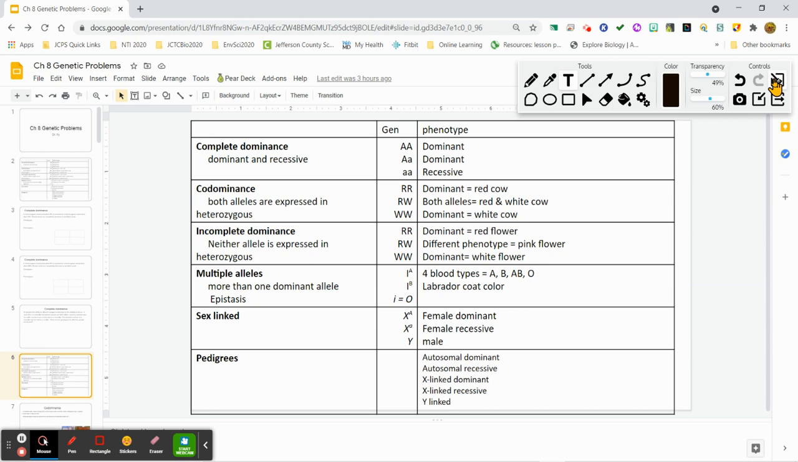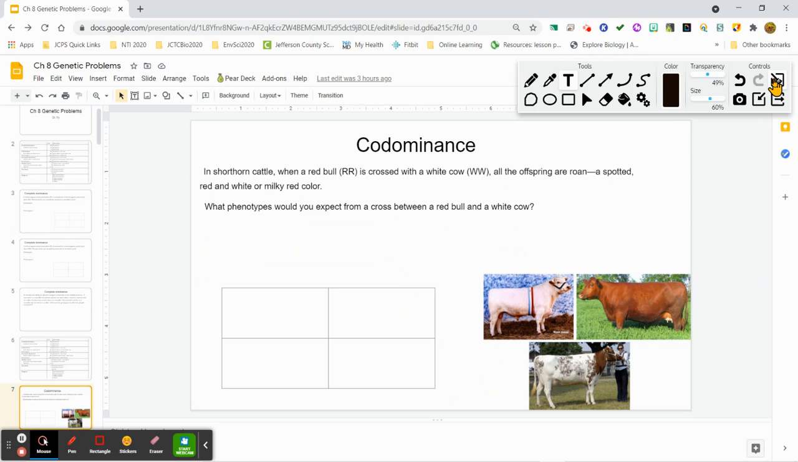All right, so that's all I'm going to do for complete dominance. Codominance is when both alleles are expressed in heterozygous, and I'll give you some examples here. In shorthorn cattle, when a red bull is crossed with a white cow, all of the offspring are roan, a spotted red or white or milky red. What phenotypes would you expect from the cross between a red bull and a white cow?